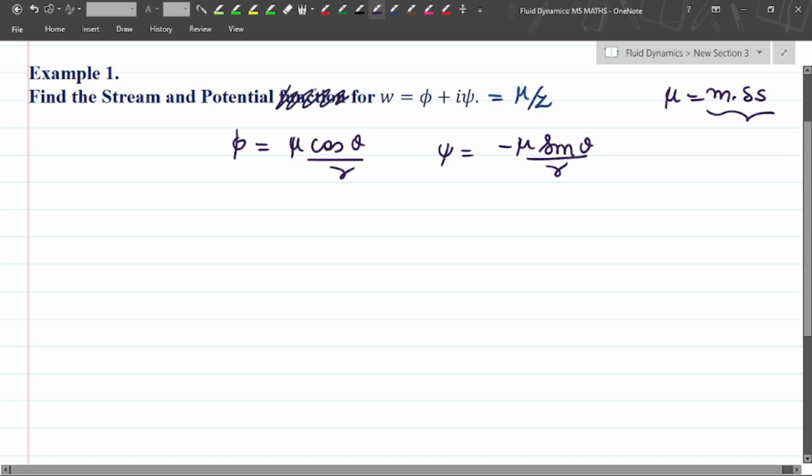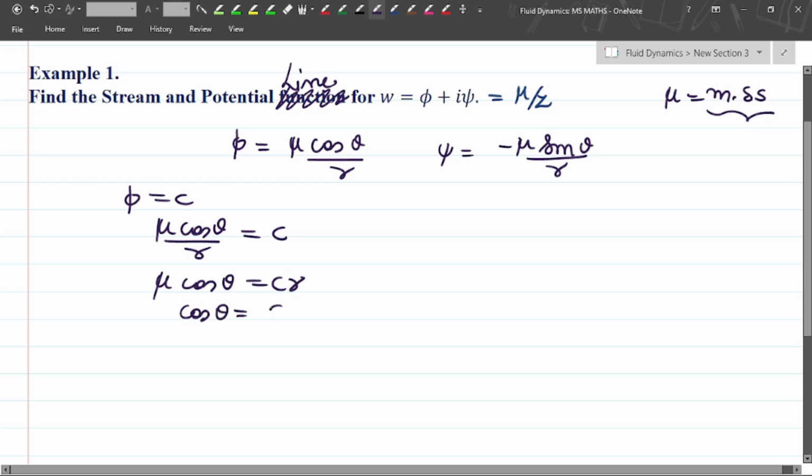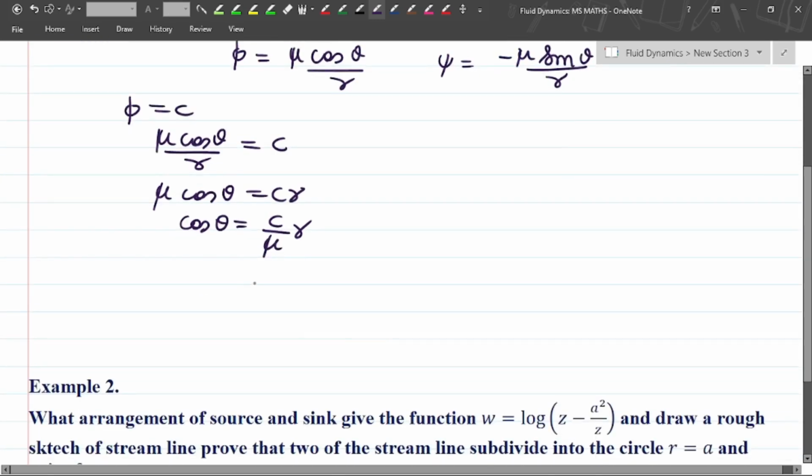Of course, we have to find the potential line and stream line for this. If we want to calculate the potential line, then the potential function will be constant. So mu cos theta upon r should be constant. So mu cos theta is equal to c into r. If we divide by mu, then c by mu into r, I say this is my c dash into r. Whatever it is, c dash into r.